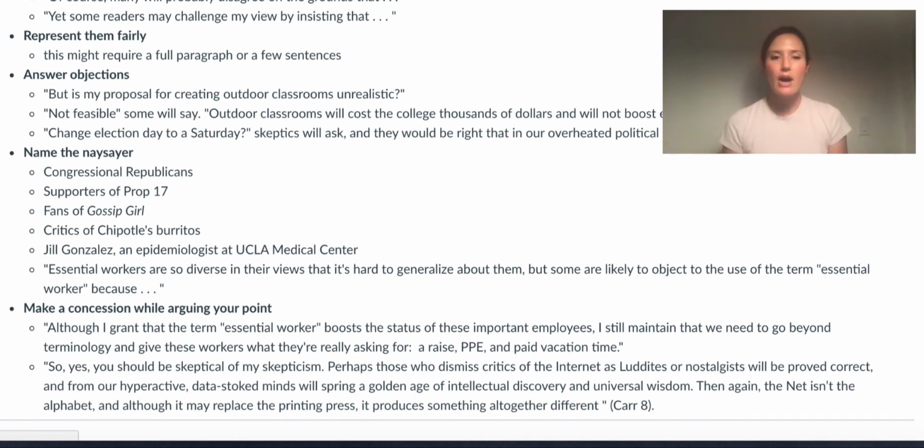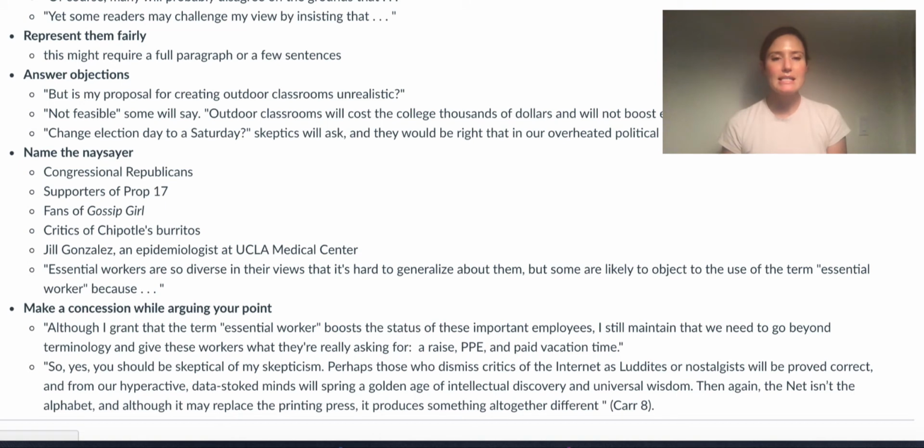You might wonder how you can do this without either name calling or speaking about people in generalities or stereotyping, which of course you don't want to do. One of the ways that you can do that when you're naming your naysayer is to grant or to recognize that not all people think alike in the same group, right? So if you're going to say congressional Republicans believe X, it's important to concede that not all congressional Republicans think the same way.